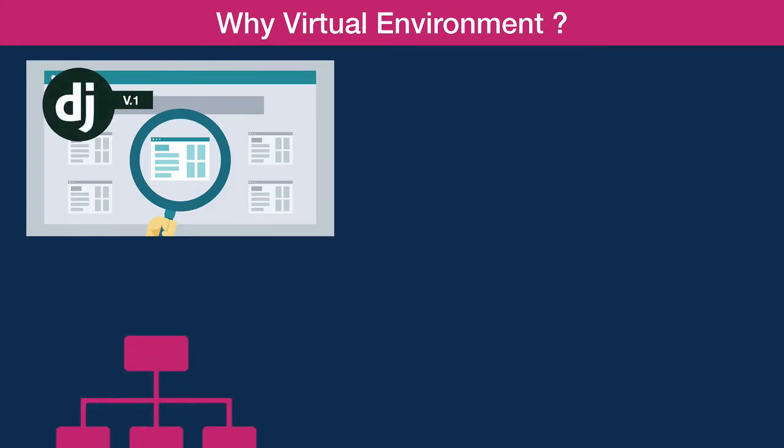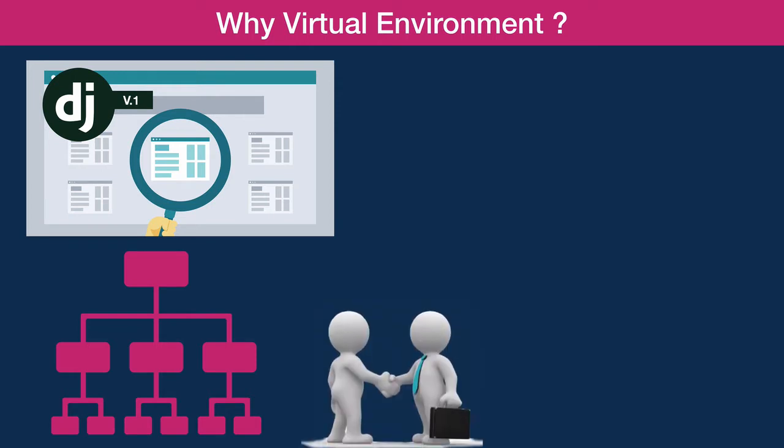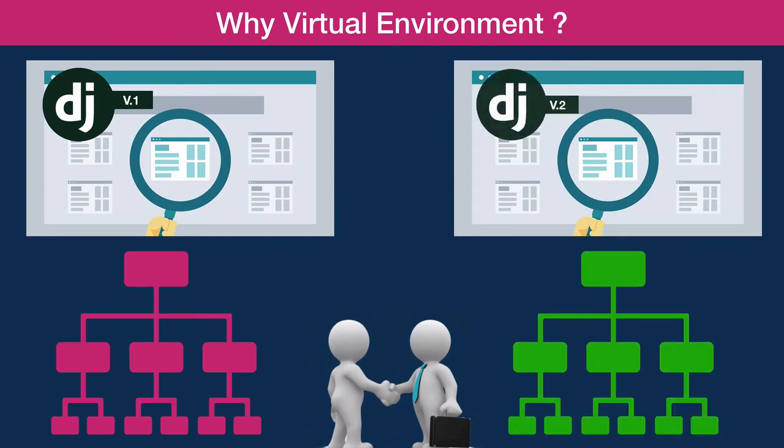Let's visualize a scenario here. For example, you have a client who wants you to build a web application using Django version 1. You have one version of Python, or one installation, on your Mac or Windows. Now, you meet another client who wants to build another web application, but he wants to use Django version 2. Now, when you have one installation of Python and you want to override Django version 1 with 2, then it will break your application which was built on Django version 1. In this case, we need a virtual, or you can say isolated, Python environment.